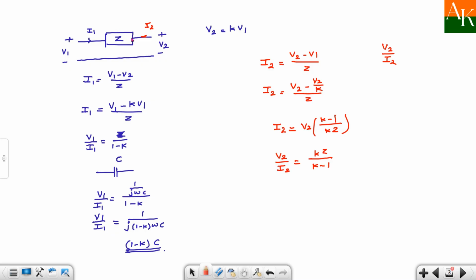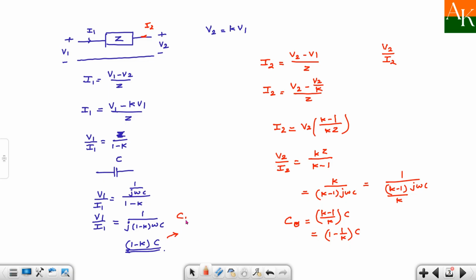Now if this impedance is capacitive reactance, then this ratio will be K divided by (K minus 1) and Z is nothing but 1 by j omega C. So this is equal to 1 divided by (K minus 1) into j omega C by K. So the capacitance that is present at the output side can be represented as (K minus 1) by K into C. So this is equal to (1 minus 1 by K) into C. Similarly, here the input capacitance Ci can be represented as (1 minus K) times C. K is nothing but voltage gain.